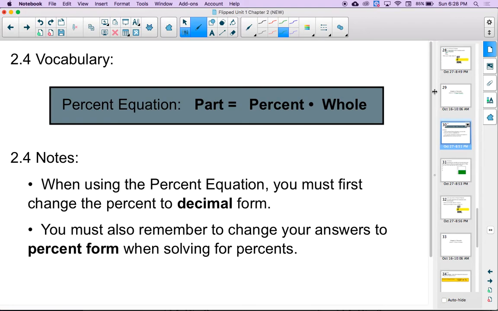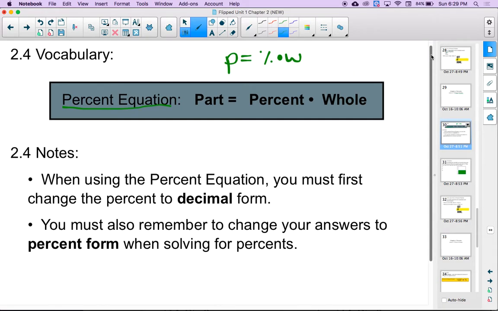Let's get started. Vocab words. Our only vocab word today is percent equation. The percent equation is part equals percent times the whole. What I will do usually to shorten this is put P equals percent sign times W. Part equals percent times the whole. Remember, this solves the exact same thing as the percent proportion. It just solves it in a little bit of a different way.